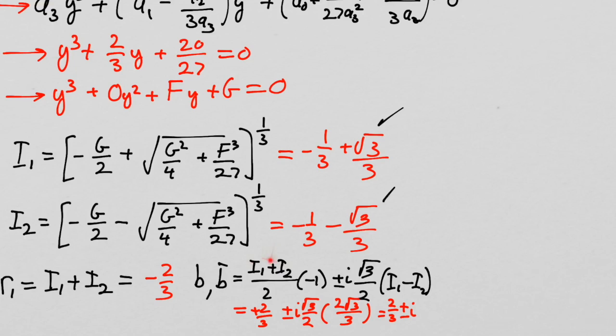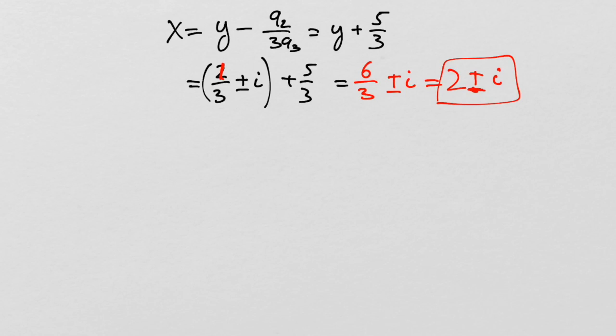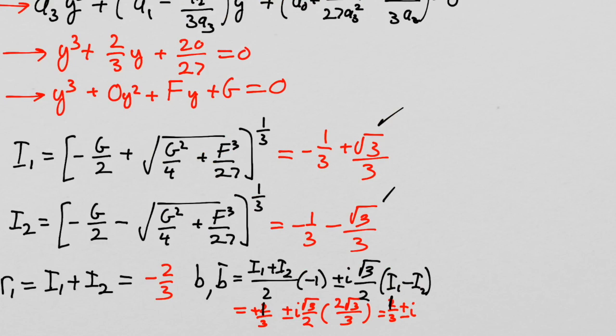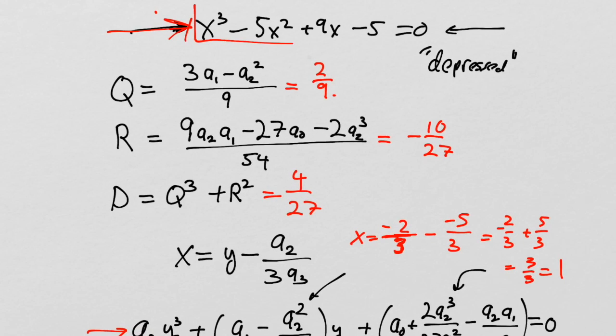If you go back here, you see it's I1 plus I2 divided by 2. I just took I1 plus I2 and said minus 2/3, but I forgot to divide by 2. So if you divide by 2, you get a 1 here, and this ends up being 1/3 plus 1 i, right? So we correct that, and we get this to be 1/3, and then we end up with 6/3 plus or minus i, which is 2 plus or minus i, which is what we know to be the answer. So now we've demonstrated how to calculate the roots of this original expression.